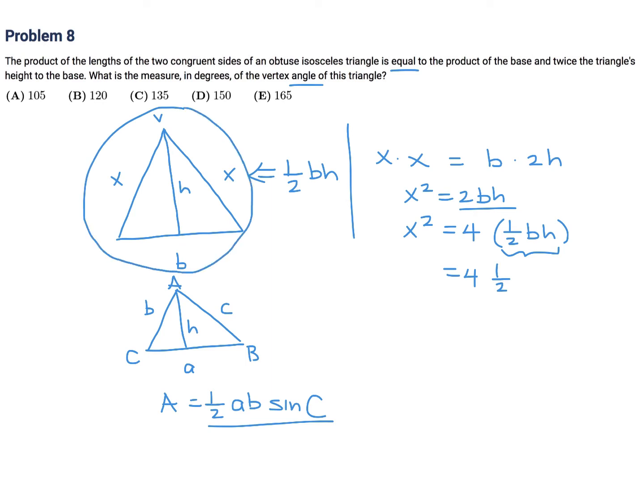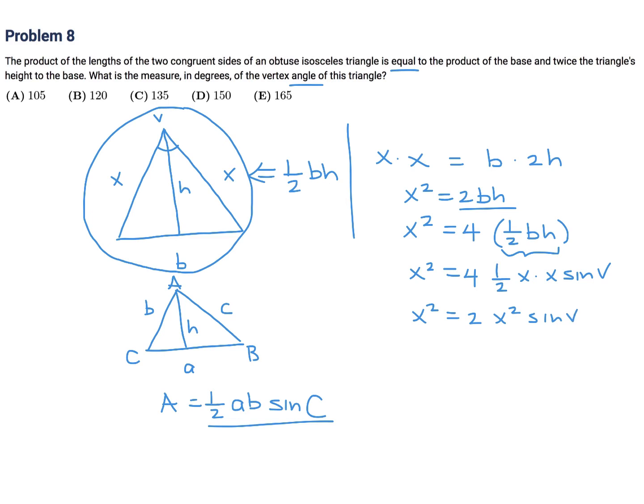And which angle am I trying to figure out here? I'm trying to figure out the vertex, right? So I'm trying to figure out this angle. So let's see here. That would be 1/2 x times x sine of v. All right. Okay. So this becomes x squared. This is 2x squared sine of v.